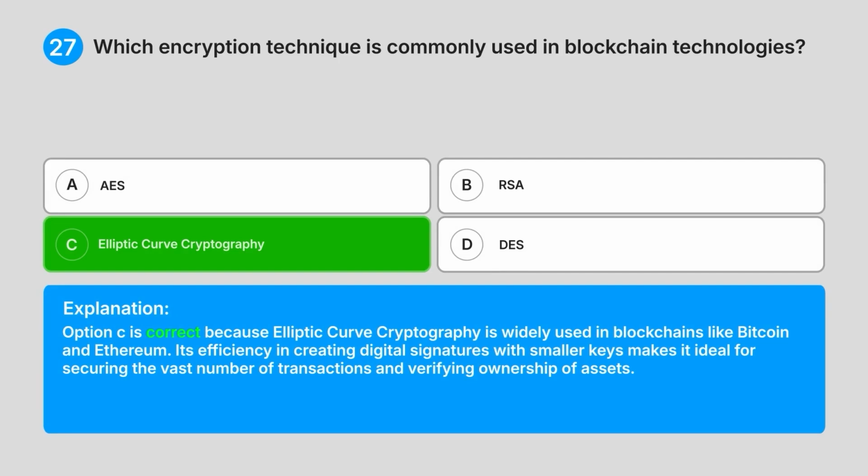Explanation: option C is correct because elliptic curve cryptography is widely used in blockchains like Bitcoin and Ethereum. Its efficiency in creating digital signatures with smaller keys makes it ideal for securing the vast number of transactions and verifying ownership of assets.